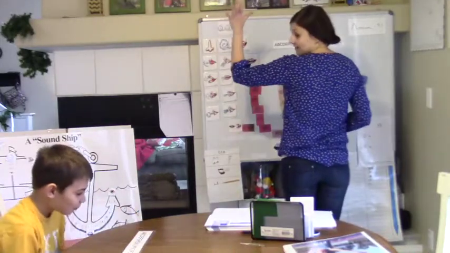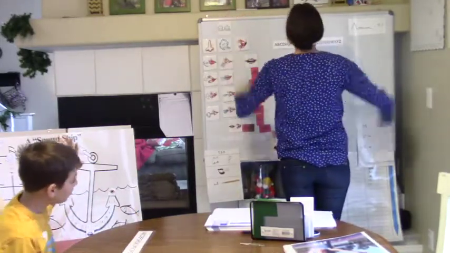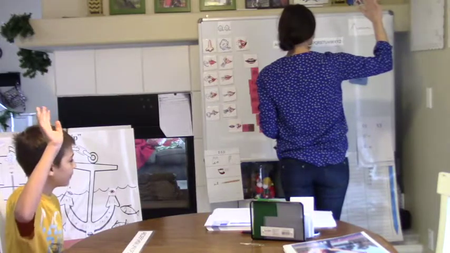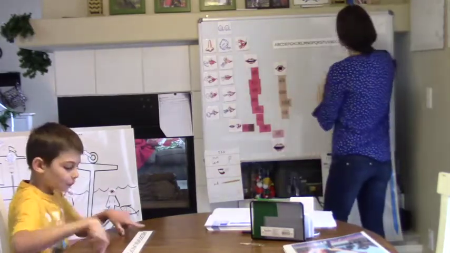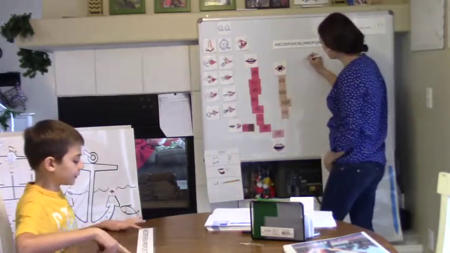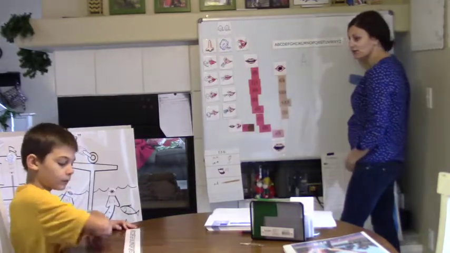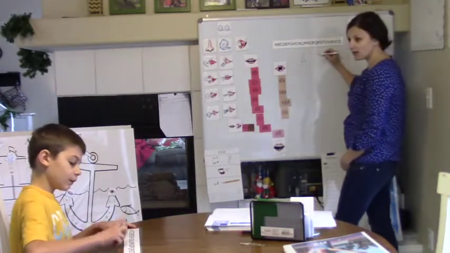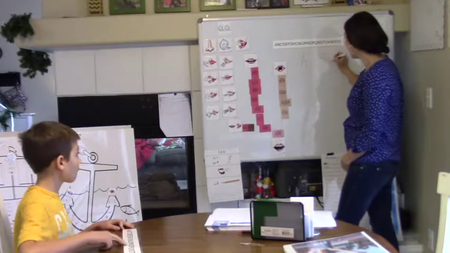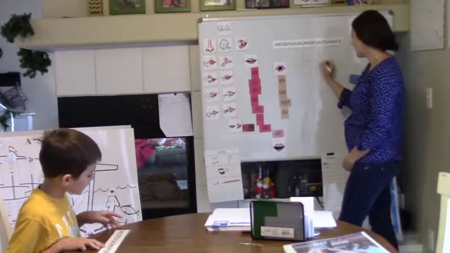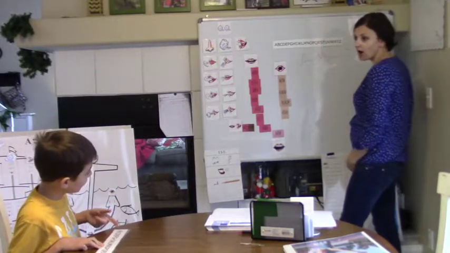My forehand is my left hand. My afterhand is my right hand. The initial letter of the alphabet is A. The final letter is Z. Middle letters, M, N. Every letter after A and before Z are medial letters.